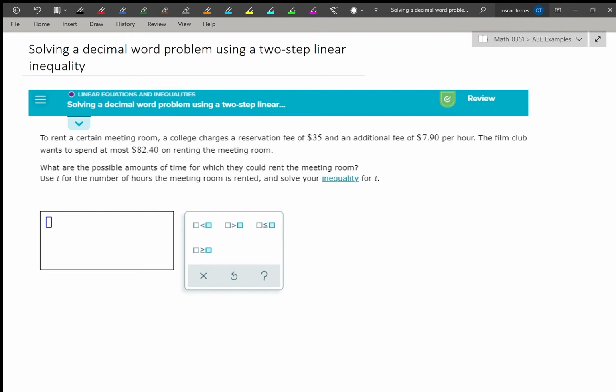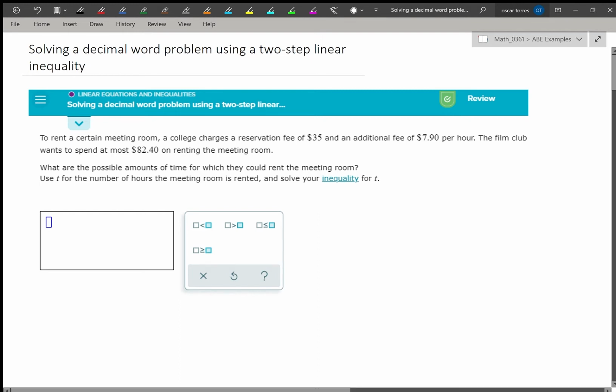To rent a certain meeting room, a college charges a reservation fee of $35 and an additional fee of $7.90 per hour. Anytime you see this phrase, per hour, it means that this number is going to be multiplied by a variable. In this case, a variable that represents hours. The film club wants to spend at most $82.40 on renting the meeting room. What are the possible amounts of time for which they could rent the meeting room?